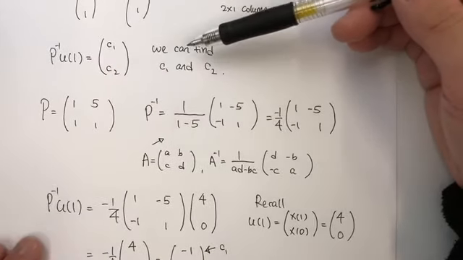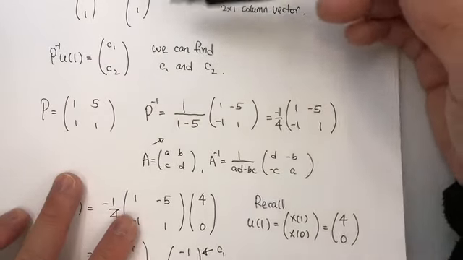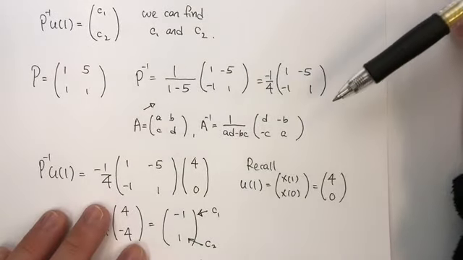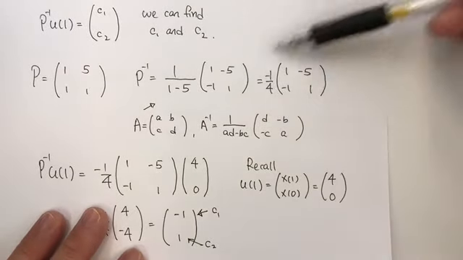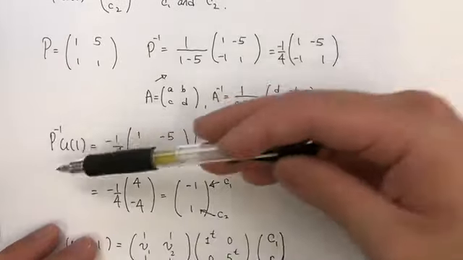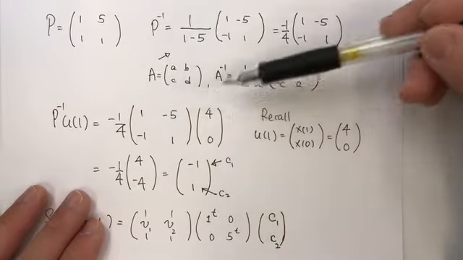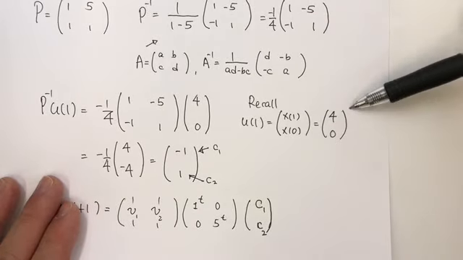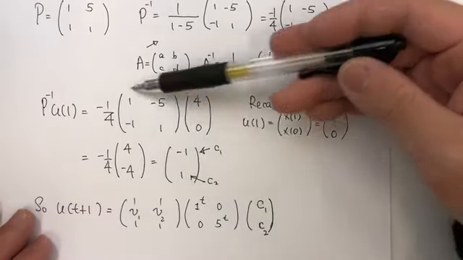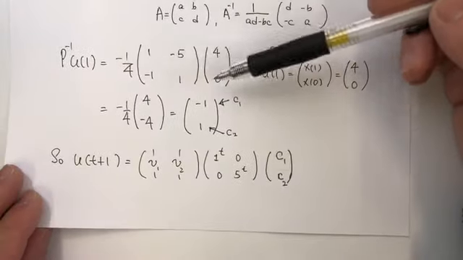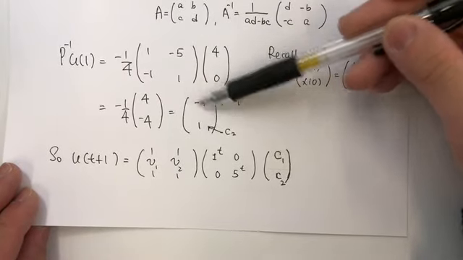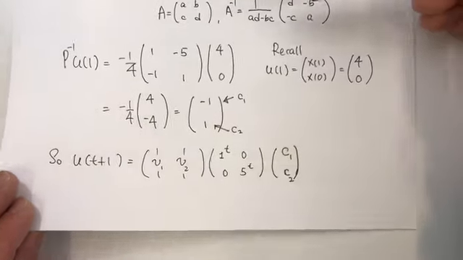Let's do that. So P is this matrix. P inverse is very easy to compute because it's 2 by 2. We can use these formulas to find P inverse. Apparently, this is our P inverse. So P inverse U1, where U1 is 4, 0, because recall that your U1 is X1 and X0, and that's our 4, 0. This is given. If you do these computations, you will see that your P inverse U1 is nothing but -1 and 1. So that's our C1, that's our C2.